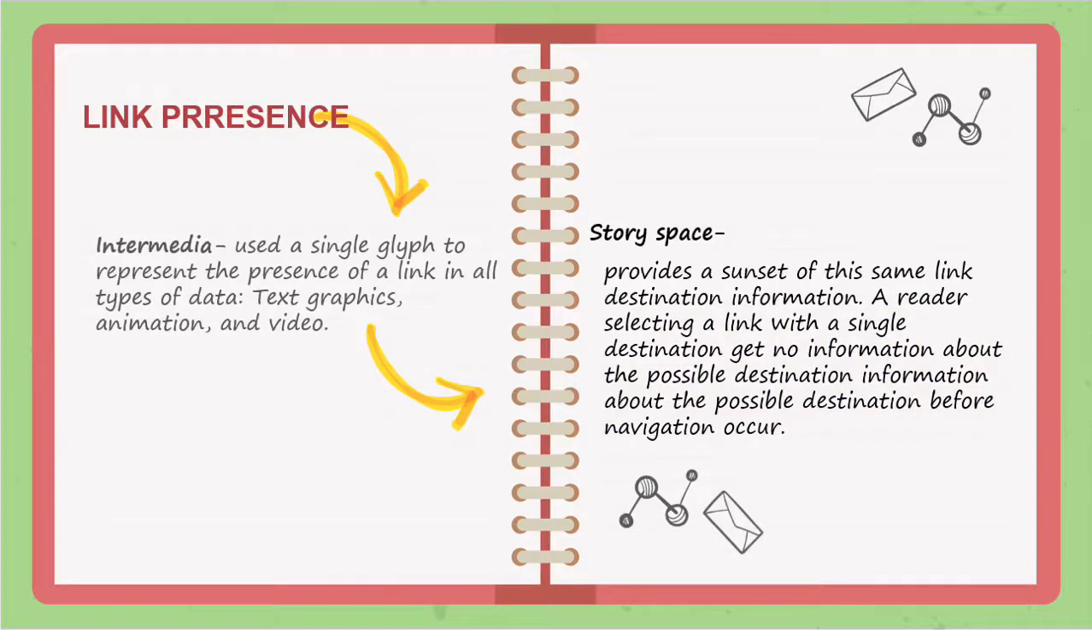Okay, let's proceed to the link presence. Link presence has two hypertext systems, the Intermedia and the Storyspace. What is Intermedia? Intermedia used a single glyph to represent the presence of a link in all types of data: text, graphics, animation, and video. This simple method was successful largely because Intermedia supported a single type of link behavior. Following a link always opened the destination document window and highlighted the link extent.